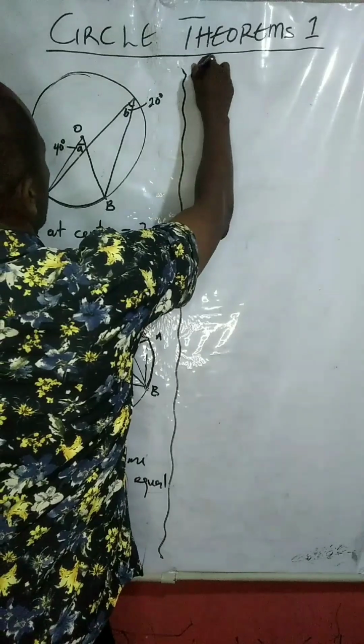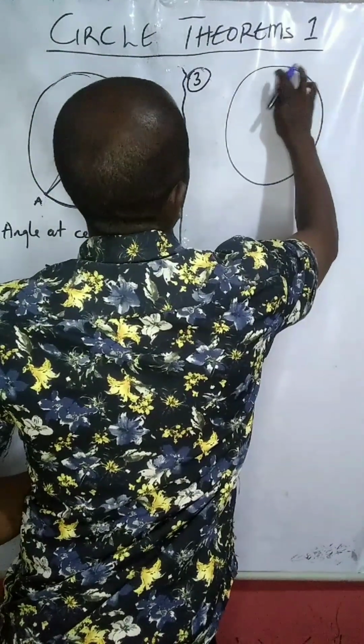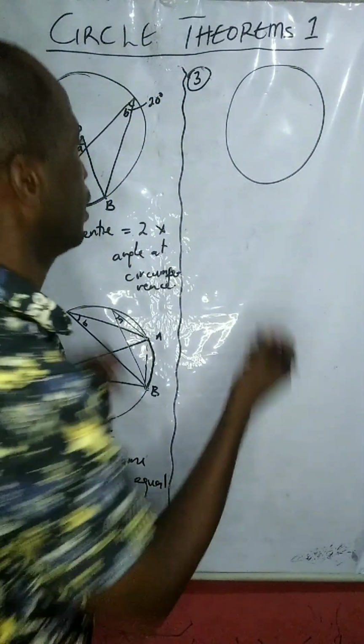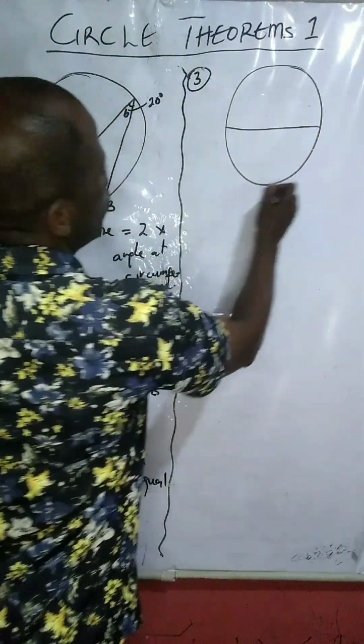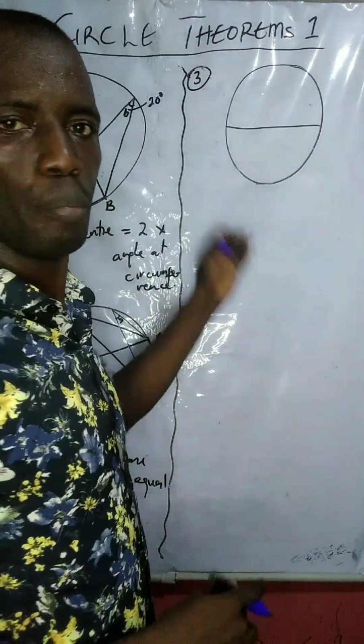Now let's see. What does it say? It says that angle in the semicircle is a right angle. It says that angle in the semicircle is a what? Right angle. Let's see, this is a semicircle. So the whole of this is an arc. It will be forming an angle at any part of the semicircle.